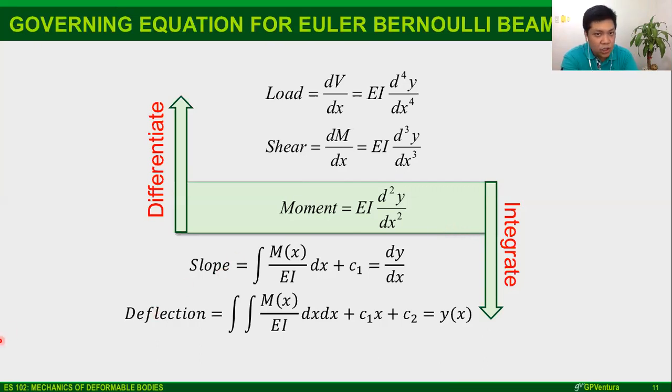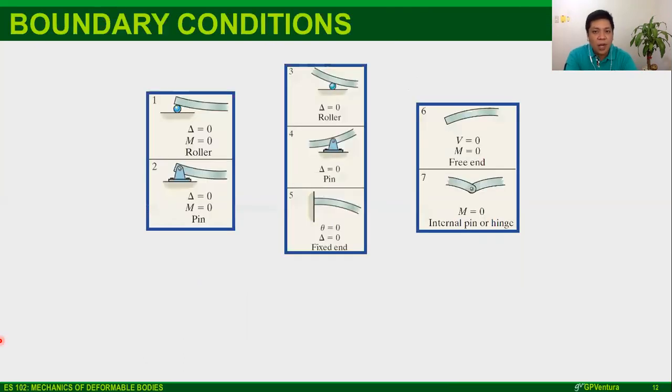From the moment function, kailangan marunong lang tayong mag-integrate to get the slope, then to get the deflection. Now, going back to this slide, you can see that this is a differential equation, and if I integrate, there are constants of integration, C1 and C2. Now, how do I solve the constants of integration? From your subjects dealing with engineering mathematics, we know that in order for us to solve the constants of integration, I need to apply what we call a boundary condition.